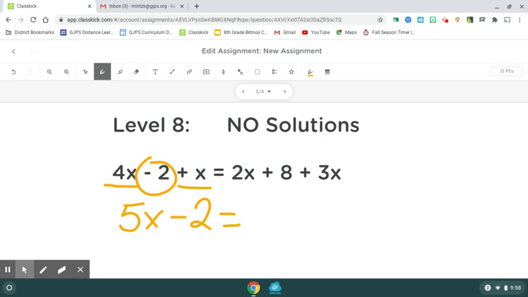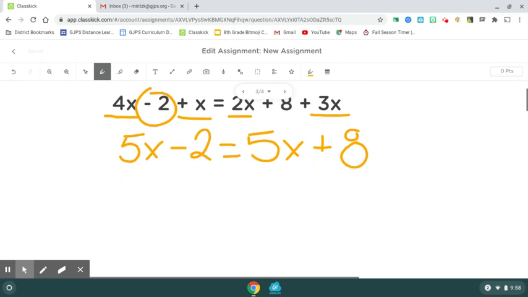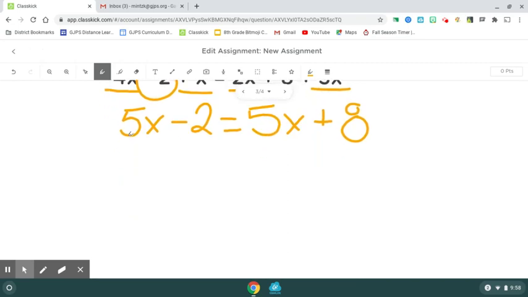Again, I have x's that I can combine. So 2x and 3x, that will equal 5x. And then plus 8. There's nothing to combine with my plus 8, so I'm just going to drop him down as well. All right, so that is my orange step. So that is combining like terms, and I end up with 5x minus 2 equals 5x plus 8.